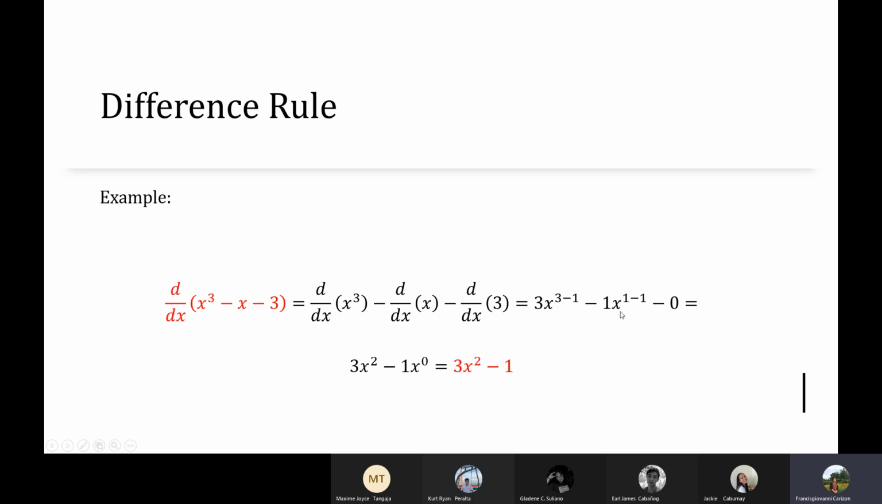Then for the derivative of x, it has an invisible exponent of 1; if it is not indicated, it is automatically 1. So bring down the 1, then subtract 1 from the 1. Then the derivative of the constant 3 is 0. So we simplify to 3x squared minus 1 times x raised to the power of 0. Then the 0 cancels out. Any number or any variable, whatever letter, raised to the power of 0 is equal to 1. So we simplify the expression to 3x squared minus 1. That is the answer for the derivative of x cubed minus x minus 3.